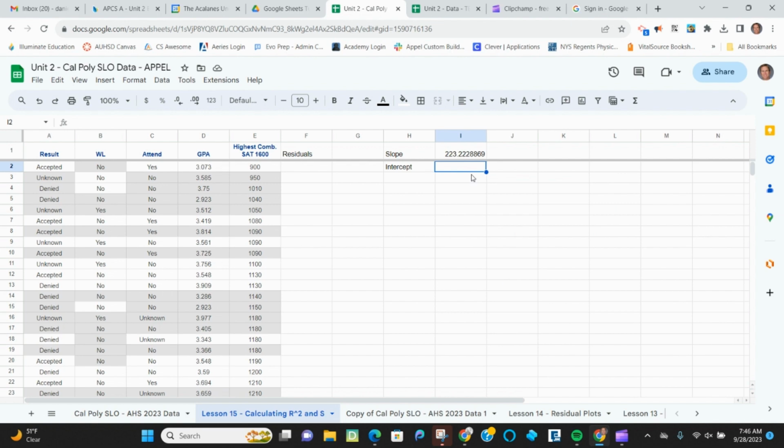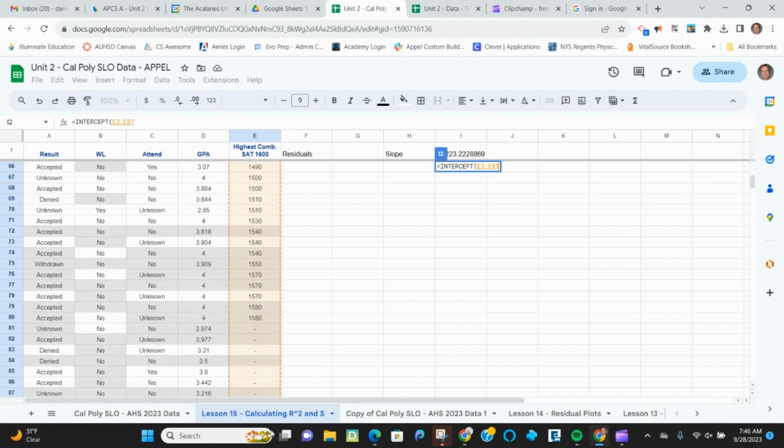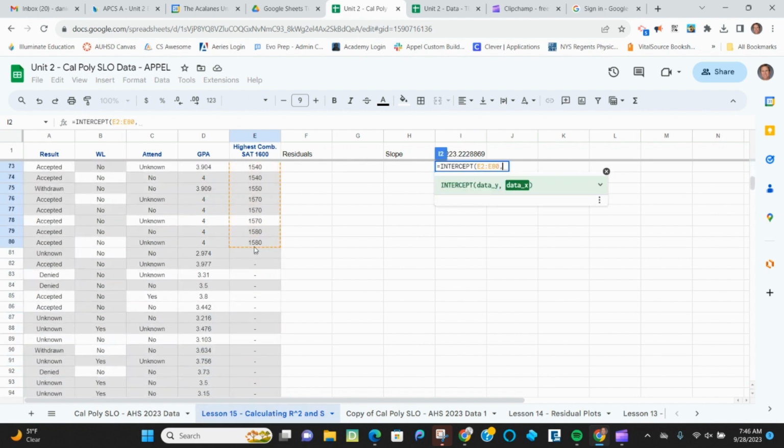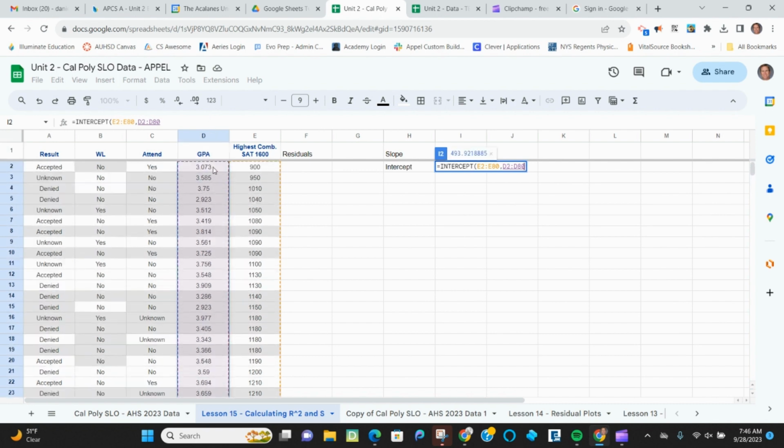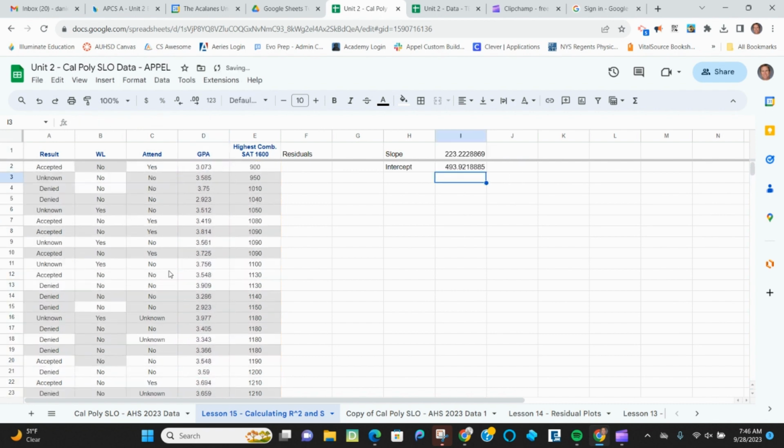And my intercept, it seems like it's trying to autofill. I'm just going to do it manually. So my intercept is again my y data, comma, my x data. There we go. All right, so I'm actually going to move this over.